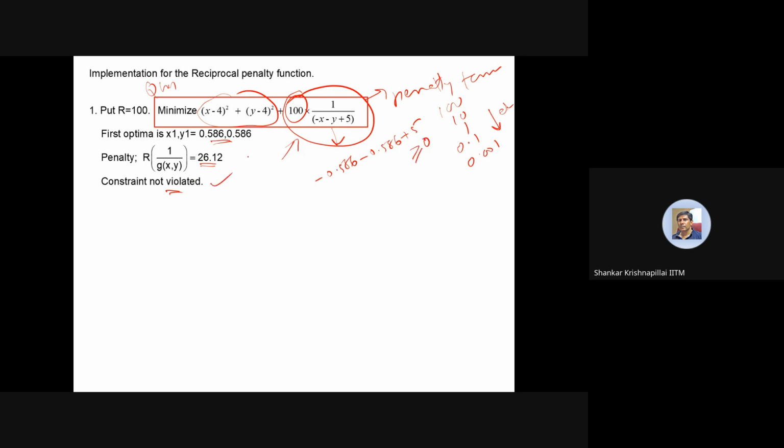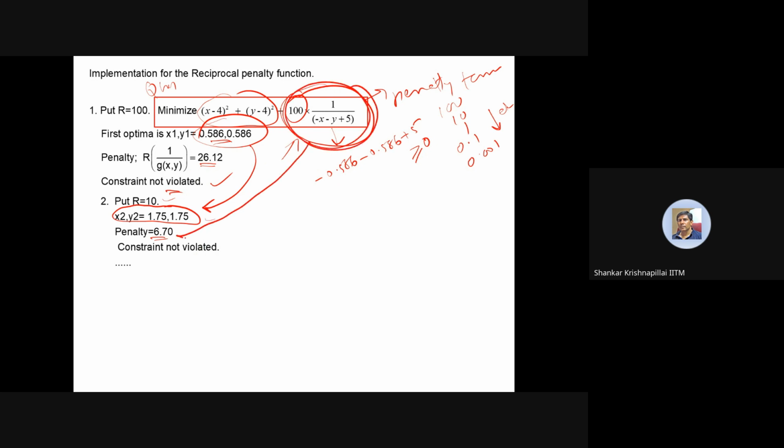Then r equal to 10, and you can use this as the starting point for the next generation. When you use this as starting point, the next point you get is x2, y2 equal to 1.75, 1.75, and this penalty is 6.7. The constraint is not violated, since minus 1.75 minus 1.75 plus 5 will be greater than or equal to 0.